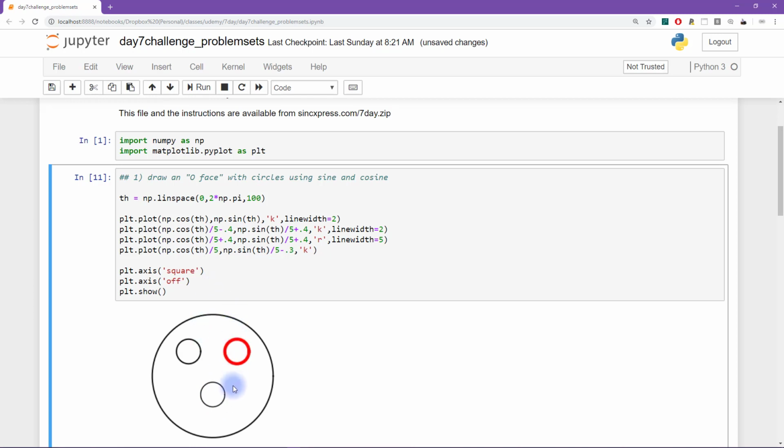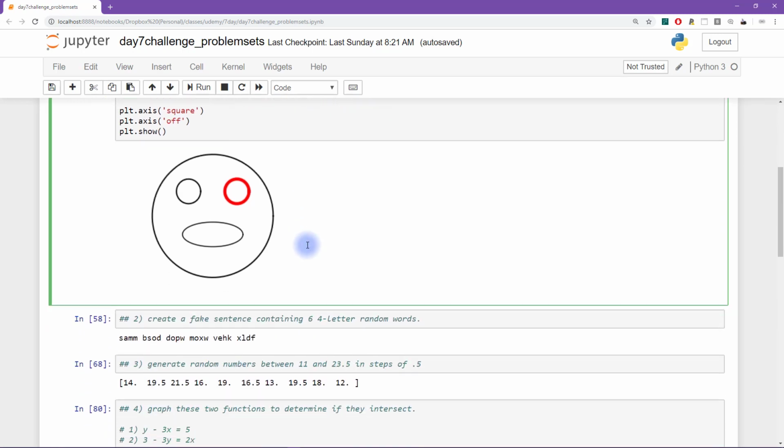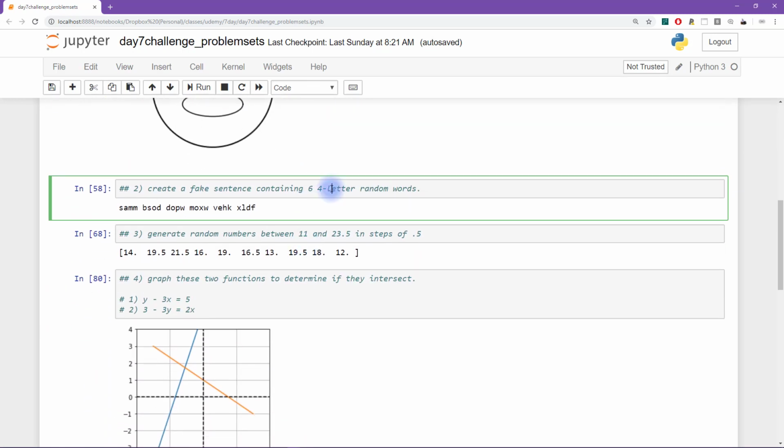So what I'm going to do is stretch out the cosine without stretching the sine. In fact, what I meant to say is I'm going to stretch this less. Right now it's stretched a lot, and I'm going to divide it by 2. So the cosine axis is stretched only by a factor of 2, and the sine axis, or the y-axis, is stretched by a factor of 5. All right, this looks great. We have our O face here. Let's move on to challenge 2.